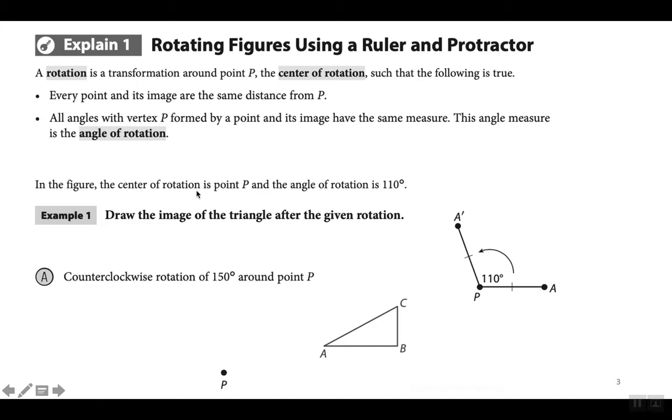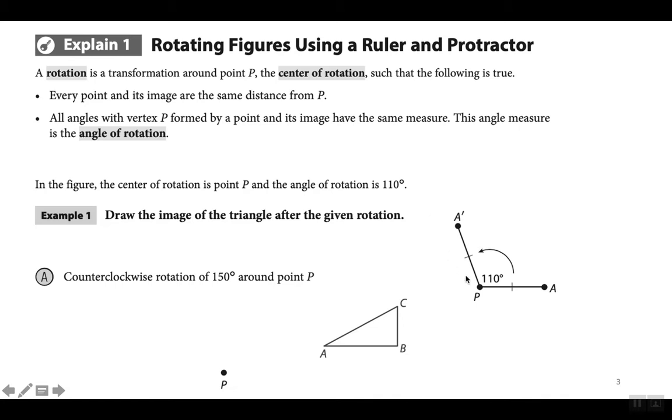Okay? Now, on this slide, we just got to look at two important terms: angle of rotation and center of rotation. The angle of rotation is how many degrees you rotate the figure or the line or the dot. So in this example, the angle of rotation is 110 degrees. And when you rotate a figure or a line or a dot, the distance will always remain the same from that point to the center of rotation, which is our other term that we have to go over.